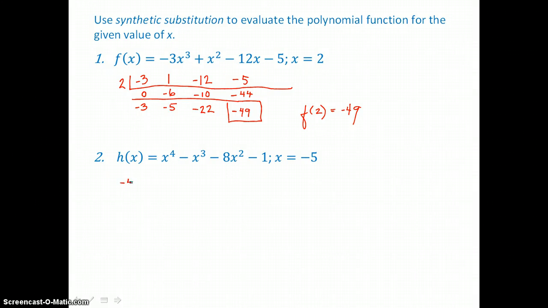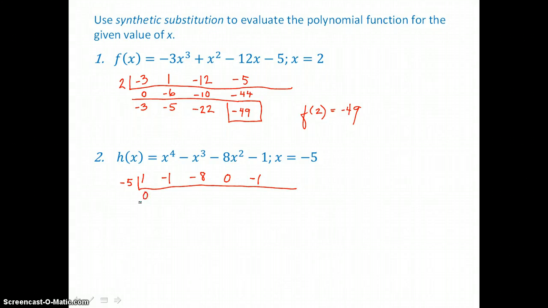Okay, let's try that again on h of x. We're going to evaluate h of x when x is negative 5. So we'll put that negative 5 through the coefficients 1, negative 1, negative 8. And now you can see I don't have an x term in my polynomial function, which means that coefficient is 0 and negative 1. Remember, every degree has to be represented, and this is a quartic of the 4th degree, so I want to make sure 4, 3, 2, 1, 0. Every degree is represented from 4 to 0 with coefficients. So now I'm ready to synthetically divide.